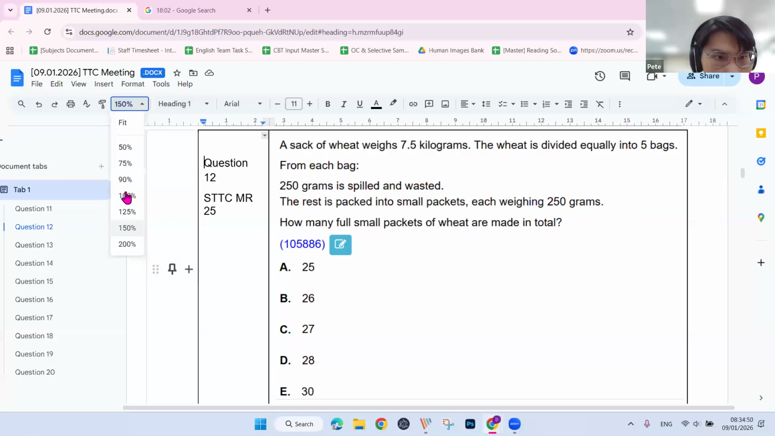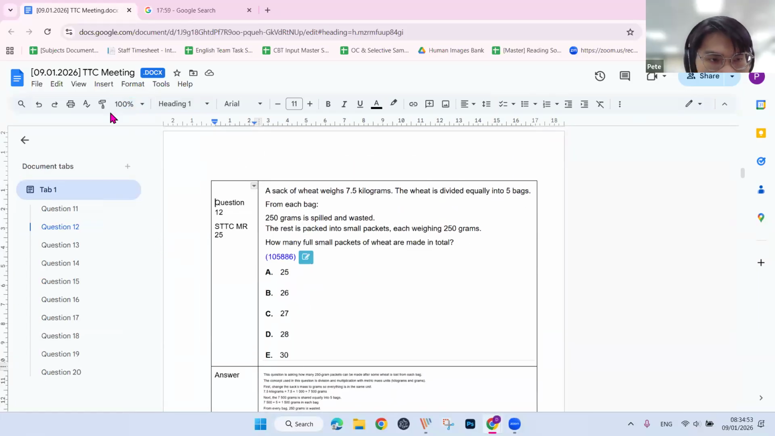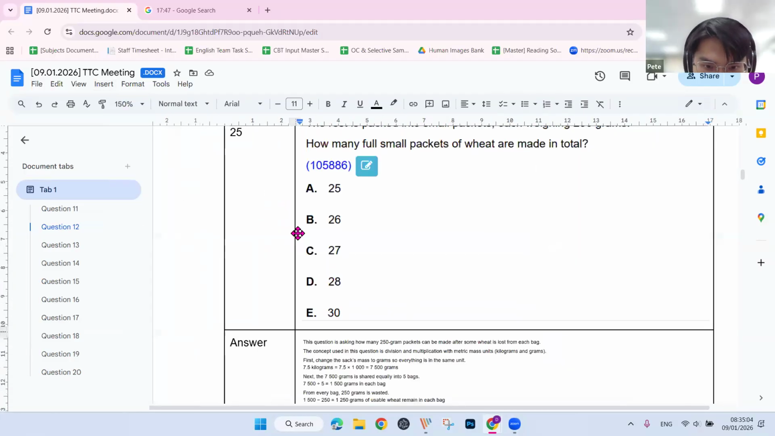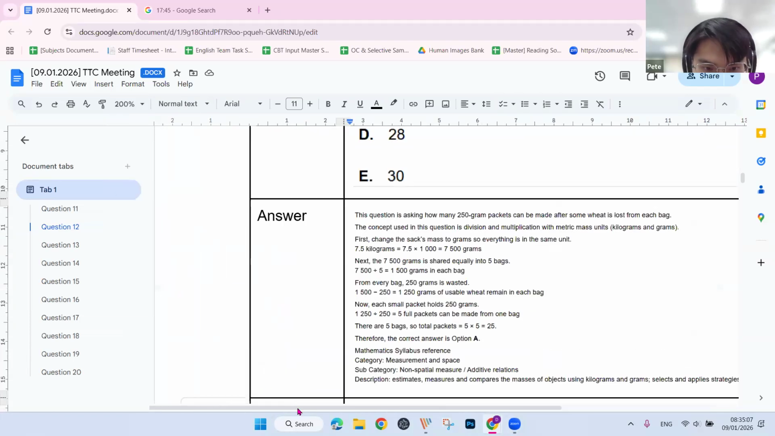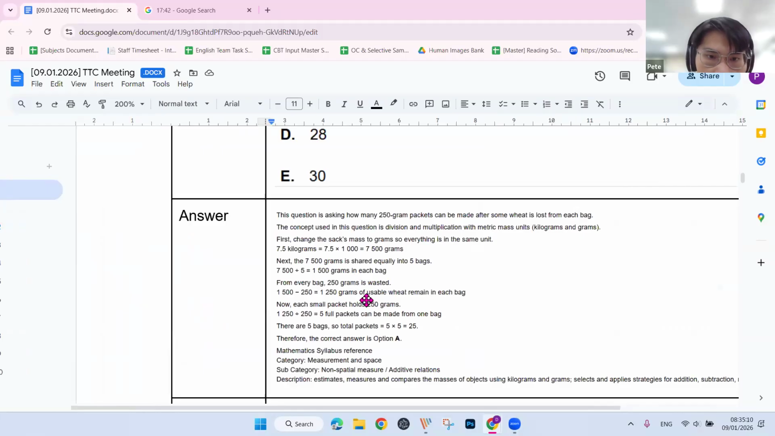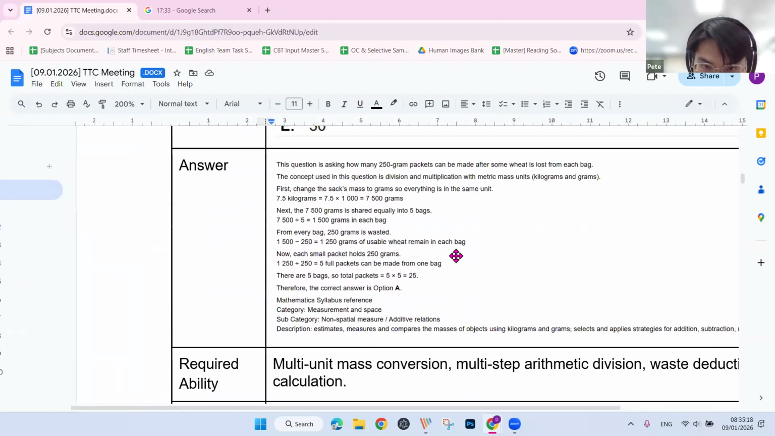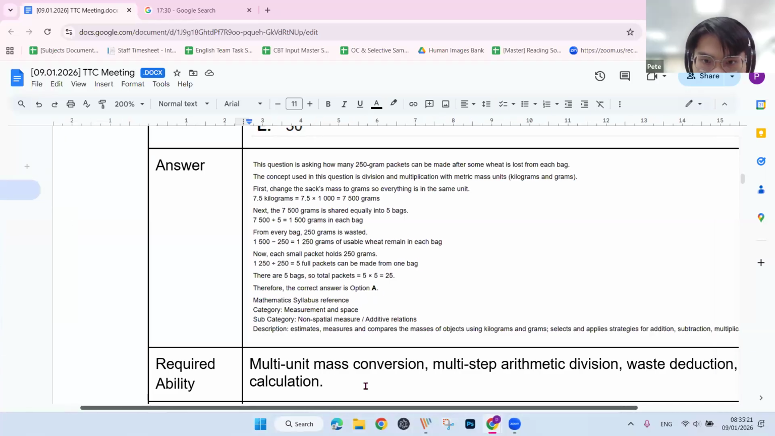For the next question, we need to find the number of small packets of wheat we have in total. First, we convert 7.5 kilograms into 7,500 grams. Also, we divide this number into 5 bags. So we have 1,500 grams in each bag because they divided equally.